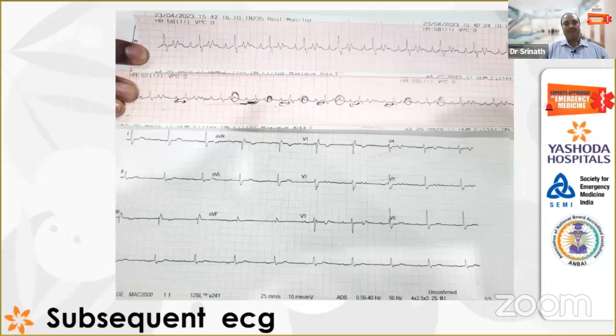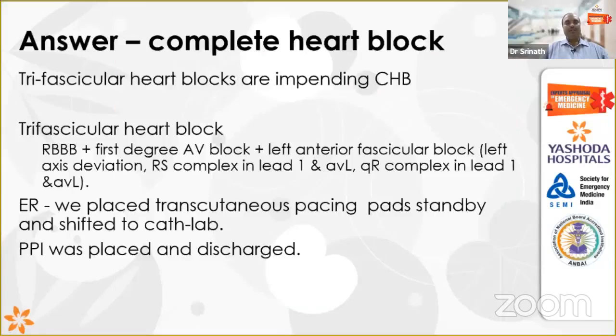Patient has to be kept in the emergency department only. Watch for the airway, breathing, circulation, disability signs. Place transcutaneous pacer pads, stand by, and shift to the cath lab. So this is your treatment, and a permanent pacemaker should be placed, and only then should the patient be discharged. Otherwise, the patient will return, and again the patient will have the same problems.